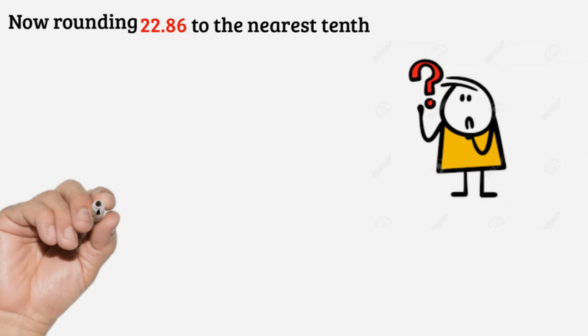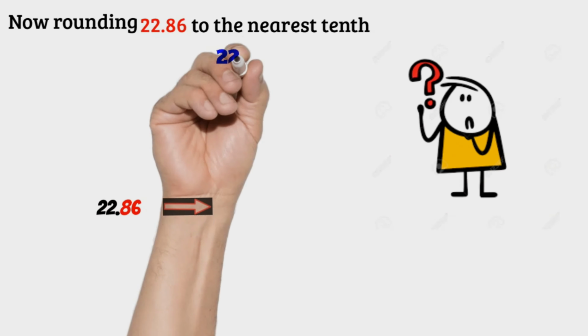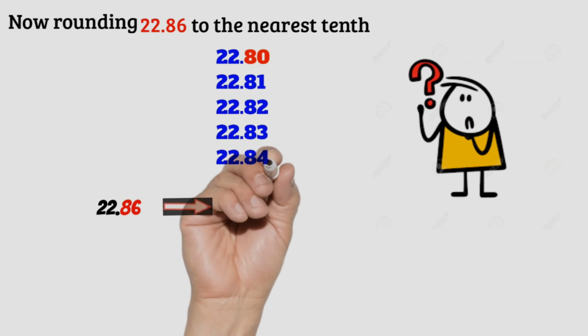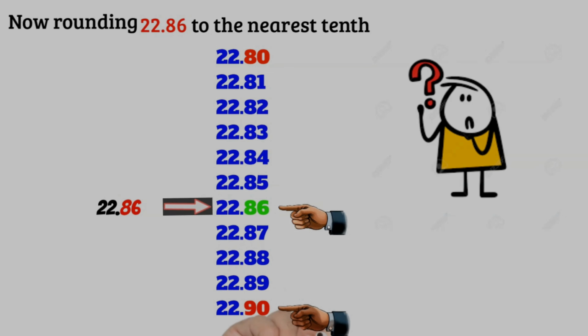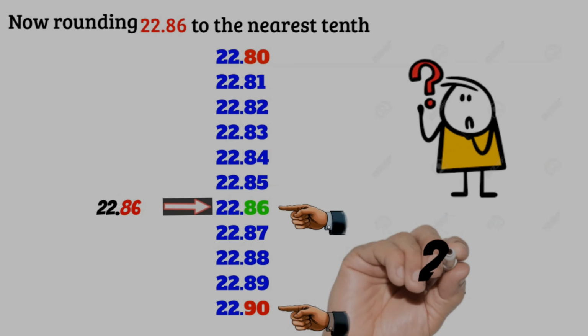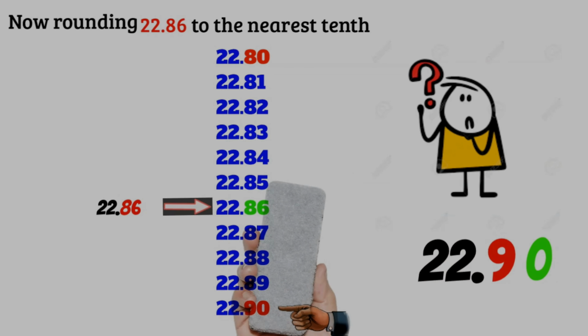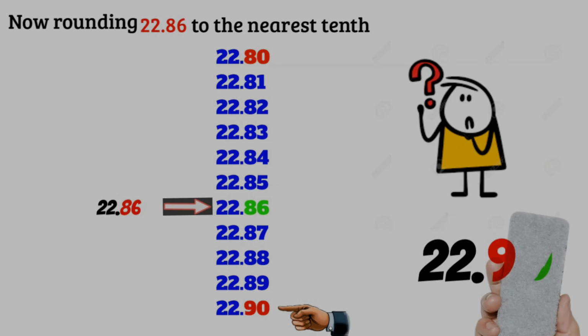Now, rounding 22.86 to the nearest tenth. Looking at the nearest tenths, 22.80, 22.81, 82, 83, 84, 85, 86, 87, 88, 89, and 90, it is clear that 22.86 is closer to 22.90 than it is to 22.80. Thus, to round it to the nearest tenth, we take 22.90 and drop the last digit, resulting in 22.9.